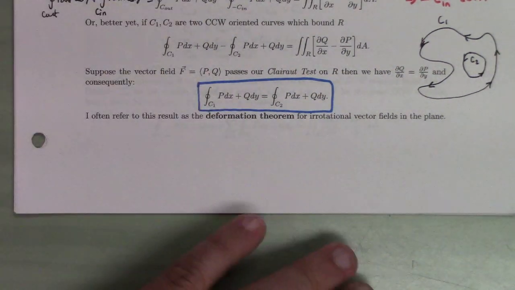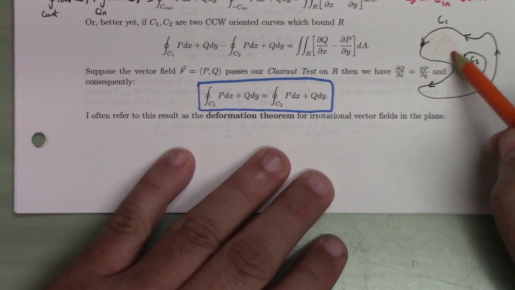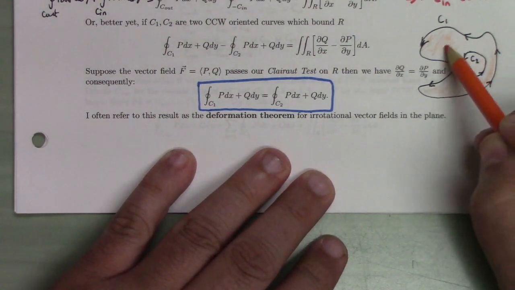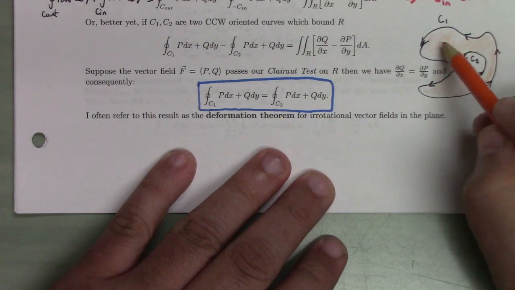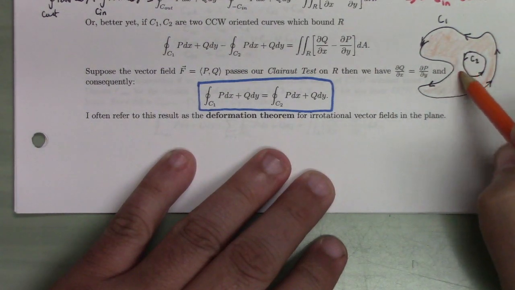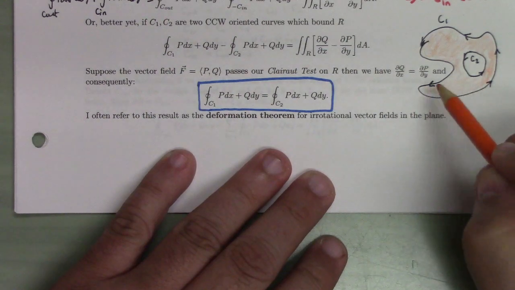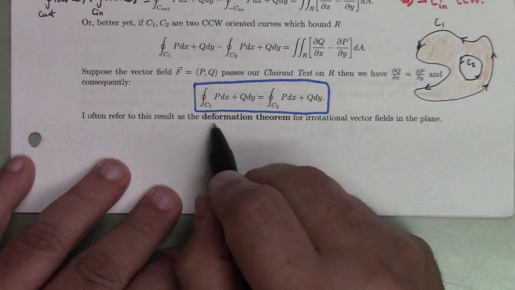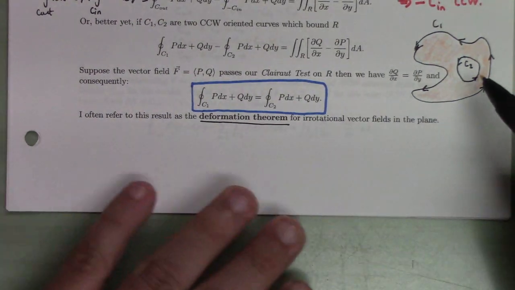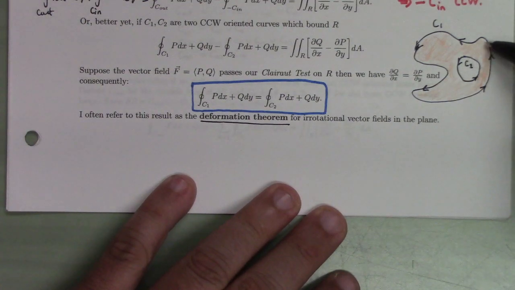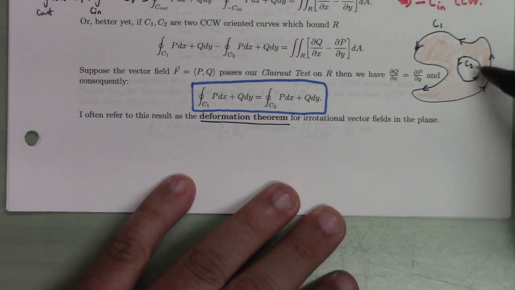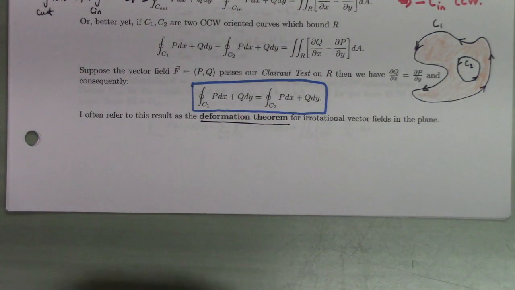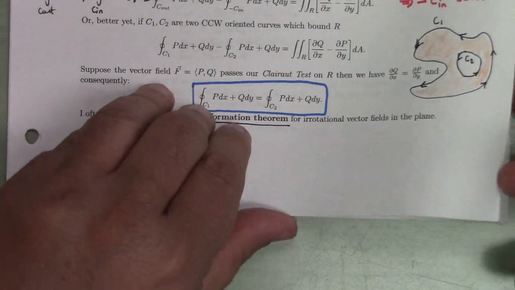And the thing is, in between these two, the region which is bounded by C1 and C2, if in that region the partial p partial y is equal to partial q partial x, then that double integral vanishes, and we just get equality of these two line integrals. This result is again known as the deformation theorem, because it allows us to deform the integral around C2 to the integral around C1. And maybe C2 is like a simple thing to calculate, whereas C1 is something kind of hideous to directly calculate. This is a very, very useful calculational result.